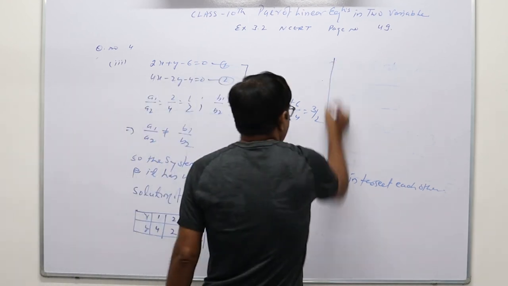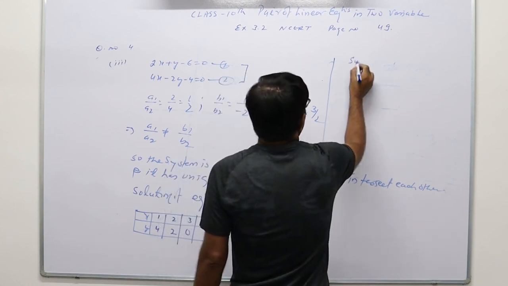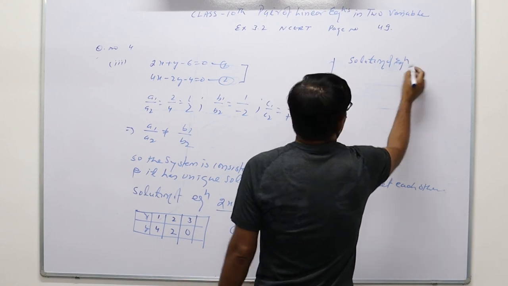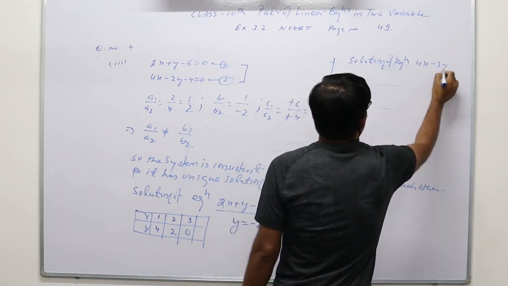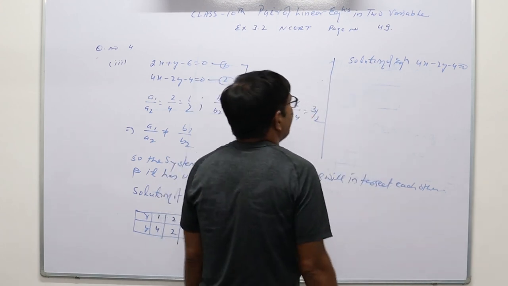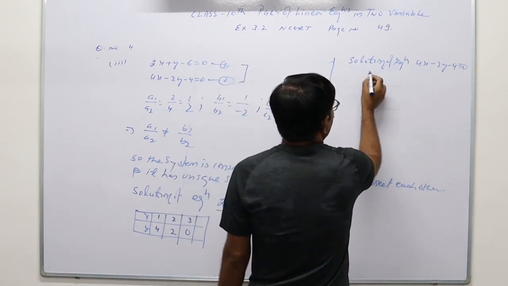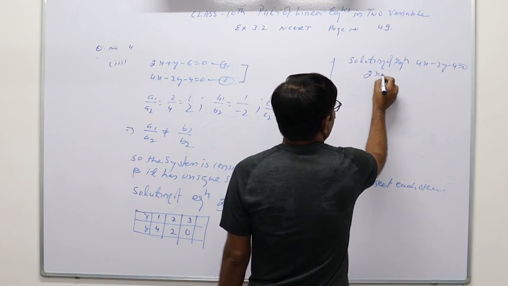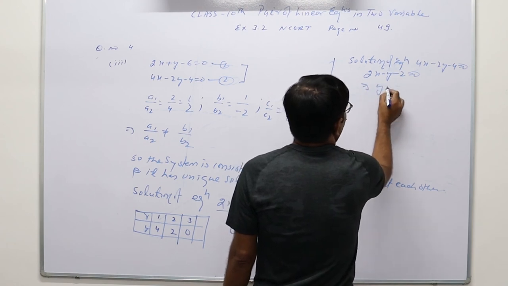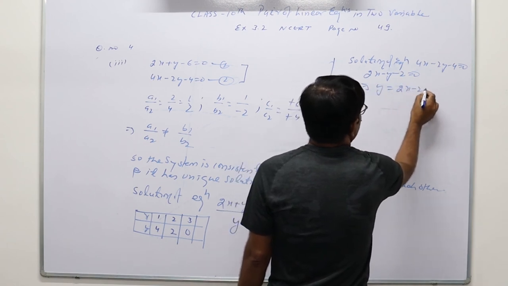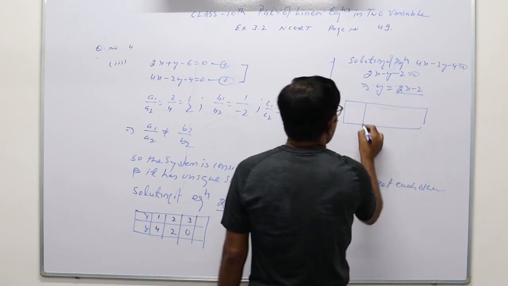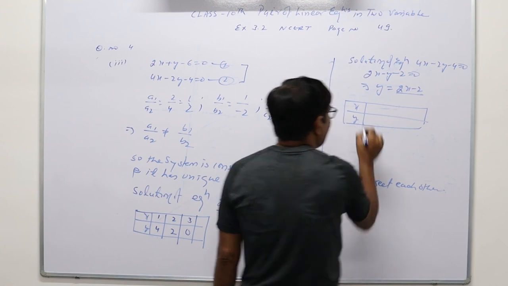Similarly, for the second equation, now the solution of equation 4x minus 2y minus 4 is equal to 0. On dividing by 2 throughout, this equation becomes 2x minus y minus 2 is equal to 0, which implies that y will be equal to 2x minus 2. For the set of solutions, make one table, let x and y.